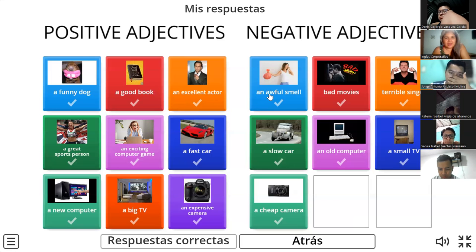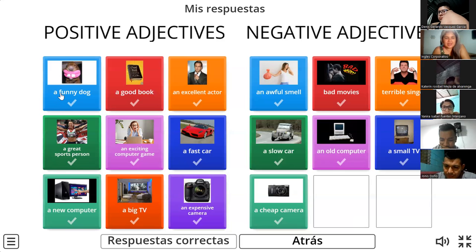Otro ejemplo aquí, awful, an, old, an, expensive, an. Y los que comienzan con diferente letra que no es vocal, si ve, todos tienen A. Comienza con consonante, no es necesario el an.